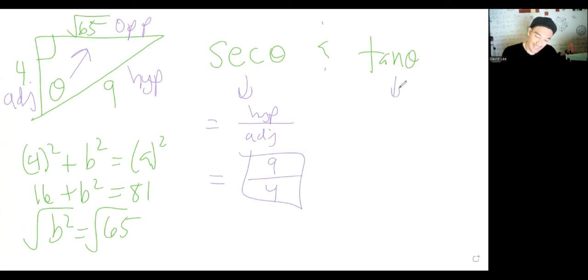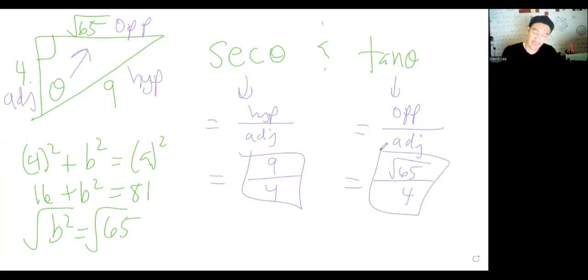But they also want a tangent. And tangent is opposite over adjacent. And that would give us square root 65 over the adjacent, which was 4. Done. Finished. You see that? So usually they'll give you a picture, and then you just label, use the Pythagorean theorem, and then just give them what they want.